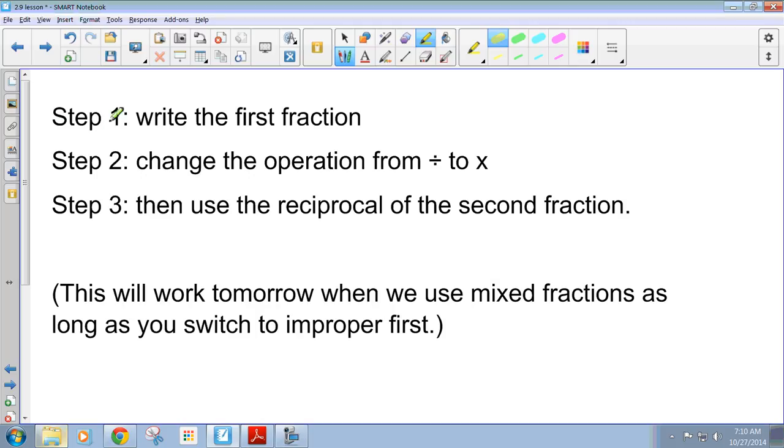You're going to write down step 1, write the first fraction. Step 2, change the operation from division to multiplication. Step 3, use the reciprocal of the second fraction. This line is critical. You can only use the reciprocal of the second fraction. If you do these steps in the wrong order, or if you do the reciprocal of the first fraction, your answer is going to be incorrect. Pause the video here and write this down.